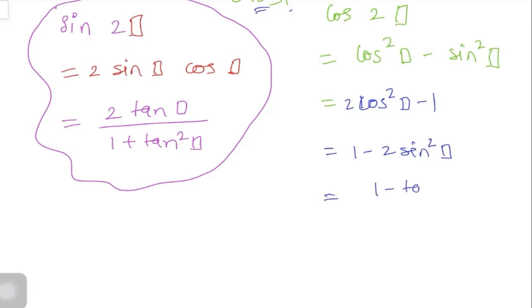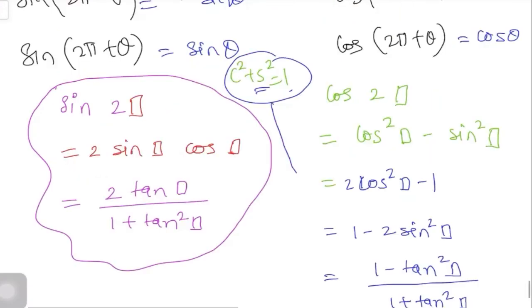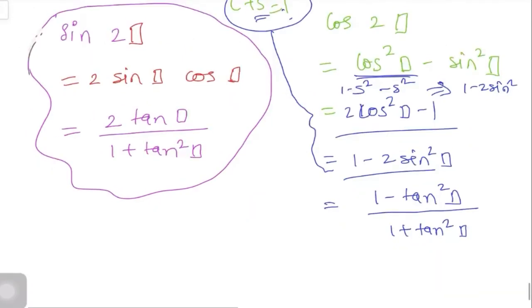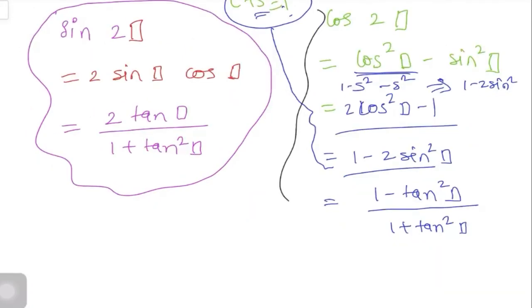This is the formula, 1 minus tan square angle upon 1 plus tan square angle. Okay, this is how you can see. I have used this formula to construct these two formulas. So instead of cos square, I can write down 1 minus sine square. So 1 minus sine square minus sine square, that becomes 1 minus 2 times sine square. So that's why this happened. And then again similarly I can get 2 cos square minus 1. This formula will play a very important role in our calculus.